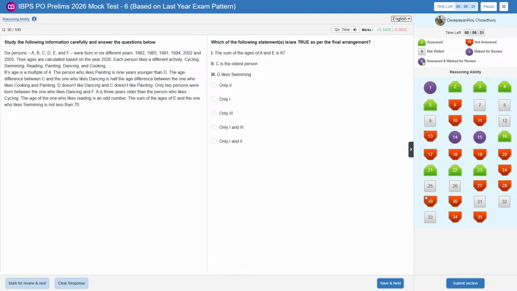B's age is a multiple of 4, so 4 here, 4 here, 4 here. 3 options. The person who is painting 9 years older, 9 years younger, D, 9-year gap, 44, 35, 9-year gap, 41, 32, 35, 24. Again, 3 options. Oh, 4 options. Excellent.